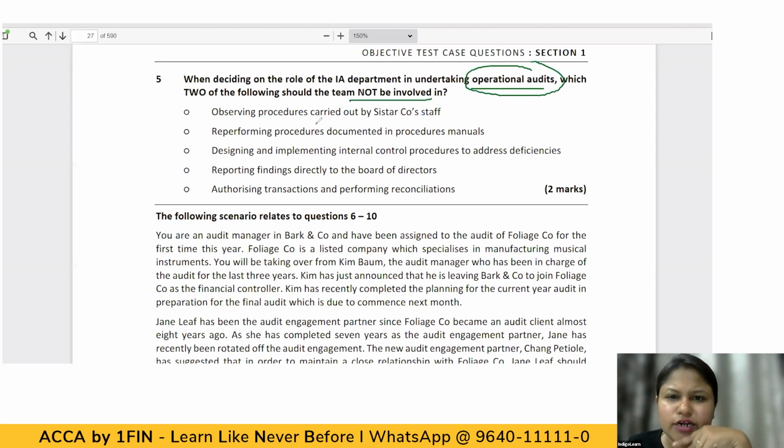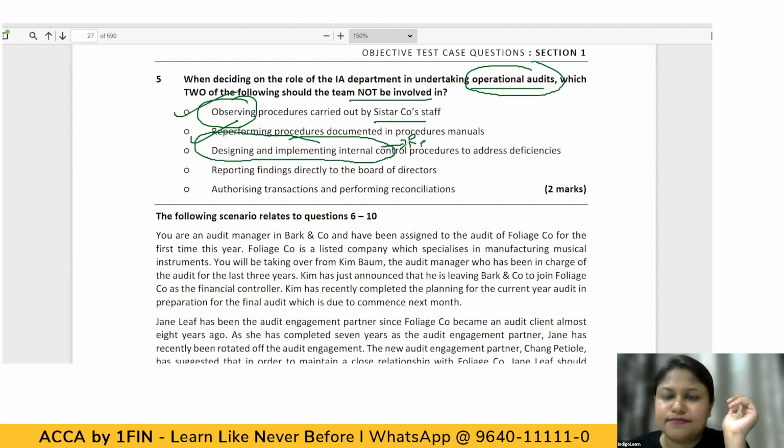Observe the procedure carried out by the sister company staff. Observation, yes, you'll do the observation. Reperformance of the procedures documented in the procedure manual. So whatever they have written, whether really implemented or not, that also you will check. So this you will do. Design and implement internal control procedures to address efficiency. And never the internal audit department will do the designing. They will recommend, but they will not design.